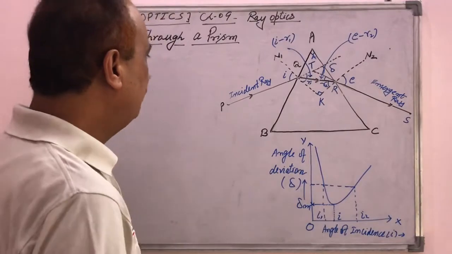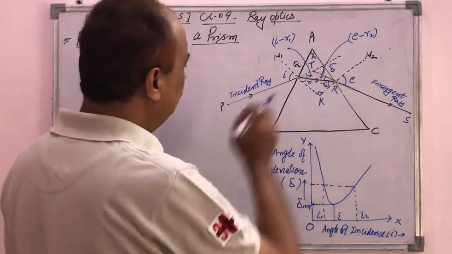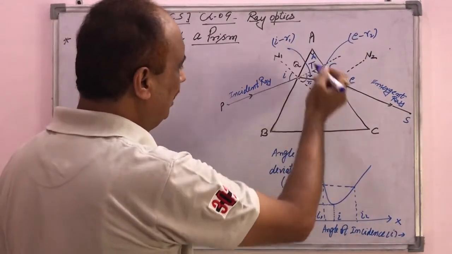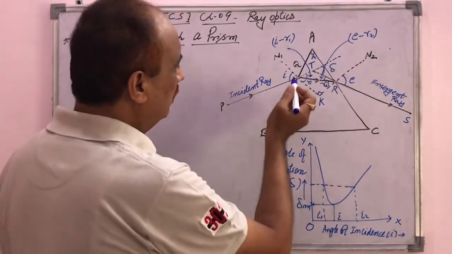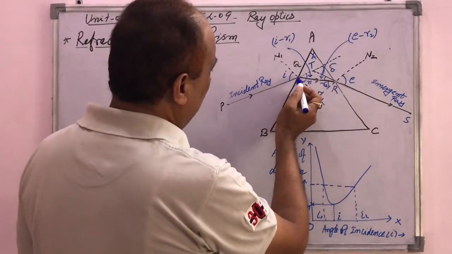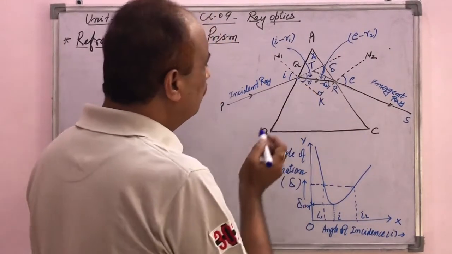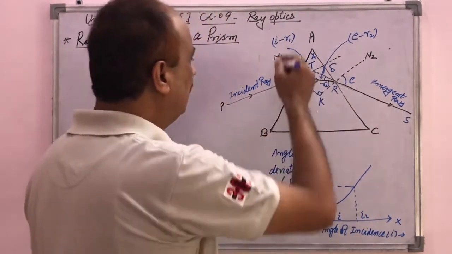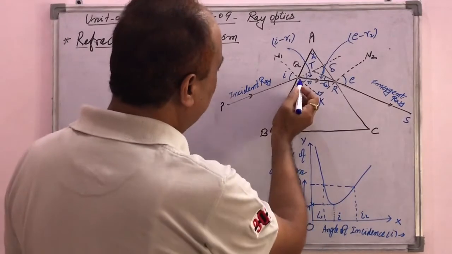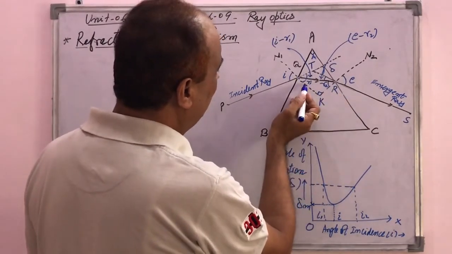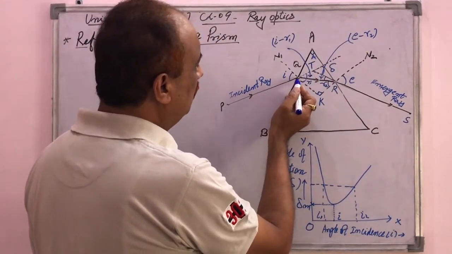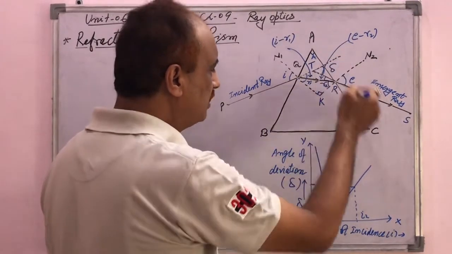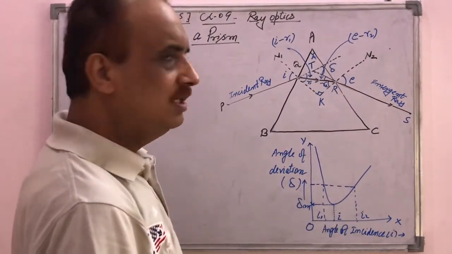So look in the diagram, it's a prism ABC. PQ is an incident ray which makes an angle I with the normal N dash K, and a ray refracted at the point Q, means the refracted ray is produced here, that is QR, which bends towards the normal N dash K. This refracted ray QR makes an angle R1 at the point Q and makes angle R2 at the point R on the second face of the prism AC.